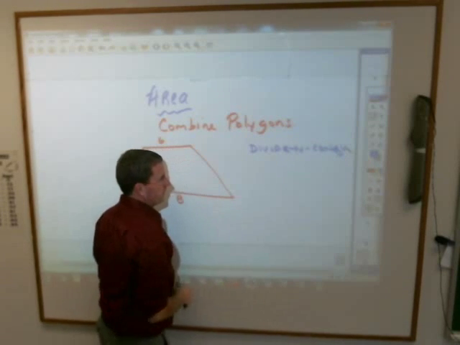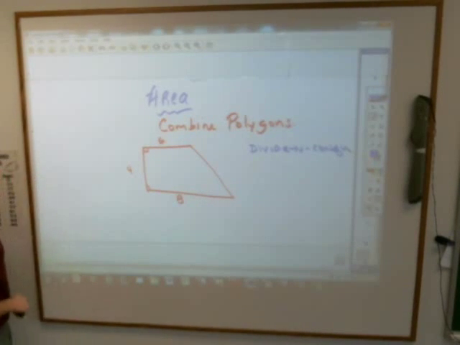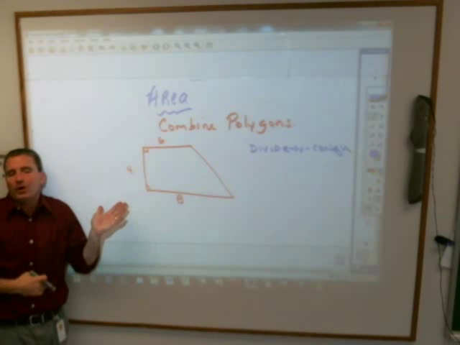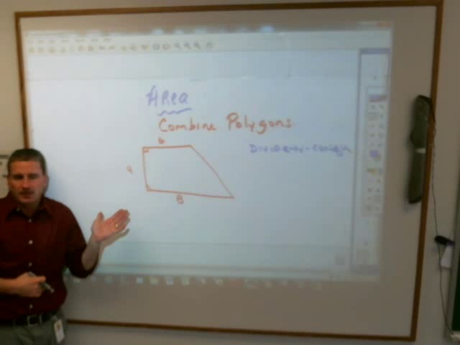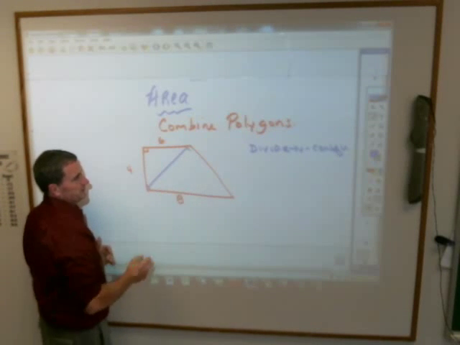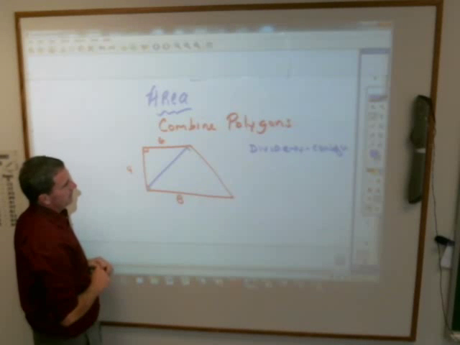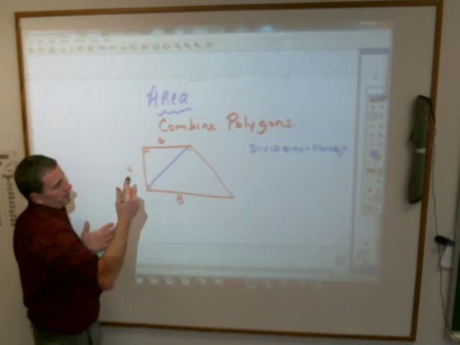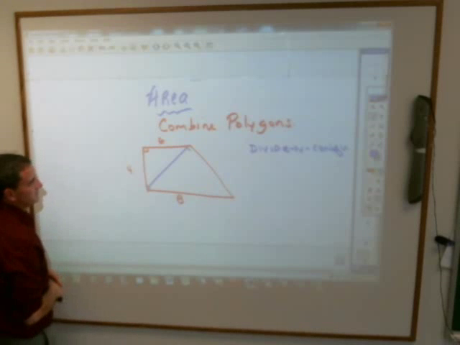However you spell conquer there. Which means you need to cut this polygon into two shapes that you do know how to find the area of. So you kind of get your choice. I could cut it into that, couldn't I? And do triangle A and triangle B. We should try that. Sure we could.